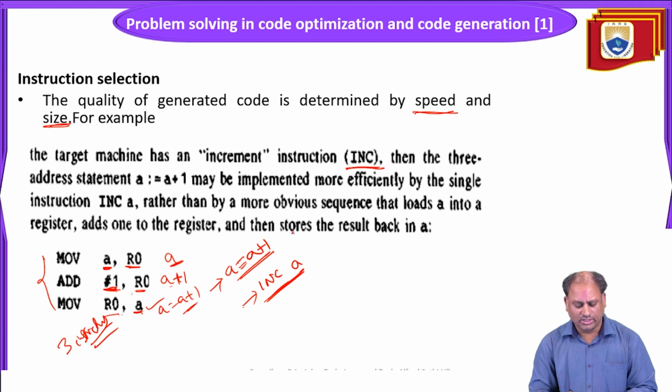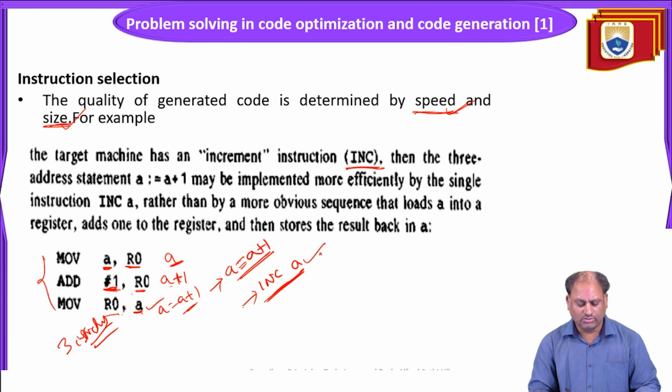We can say increment A, but if you load those registers and values into registers, add one more register, and then store the result back into A, then speed is one factor and size is another. Faster execution is to be considered, but the result is the same, and the size of the instructions also increases. So instead of implementing these three, we can write a single instruction if it is suitable for the target machine. The increment instruction performs the same result.